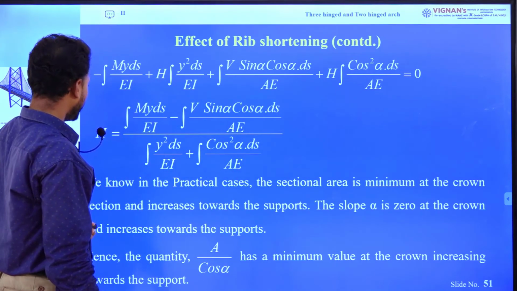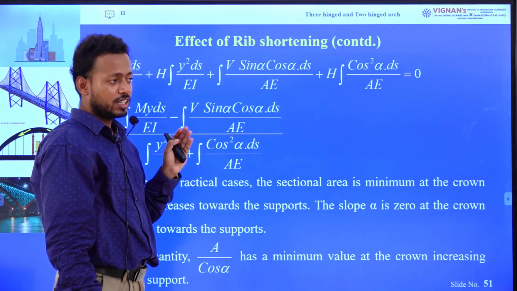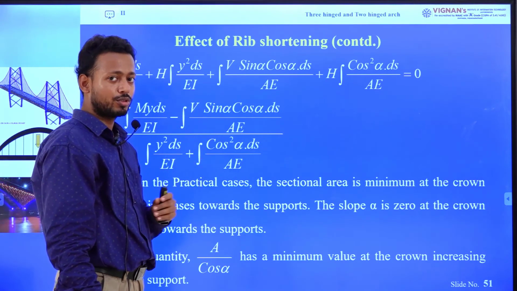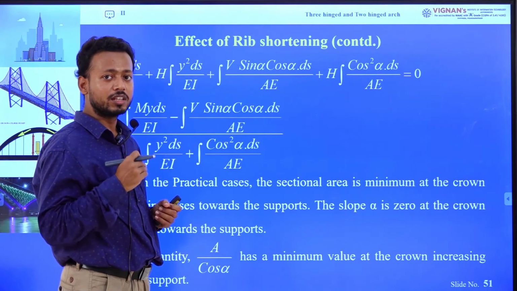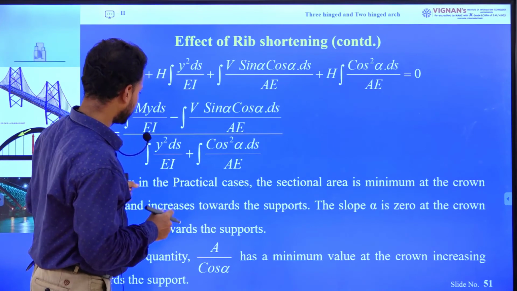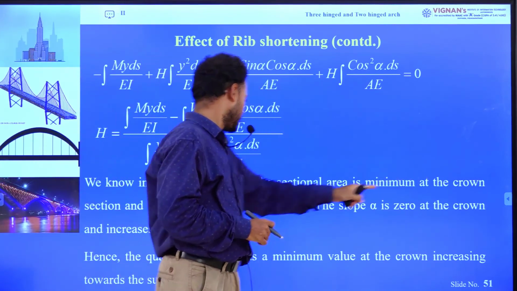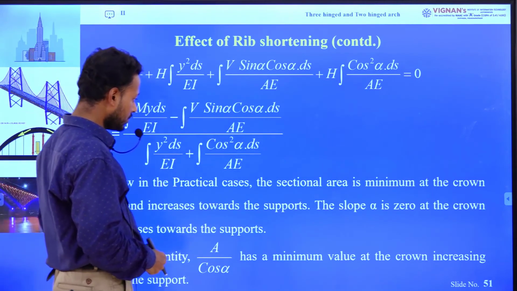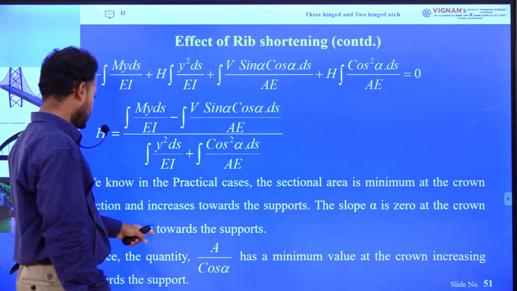Here we know in the practical cases the cross section of the arch decreases towards the crown and increases towards the support, because towards the crown the bending moment decreases and towards the support the bending moment increases. So the cross section is minimum at the crown and increases towards the support. The slope alpha is 0 at the crown and increases towards the support.